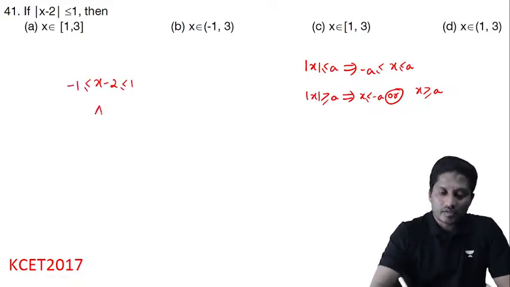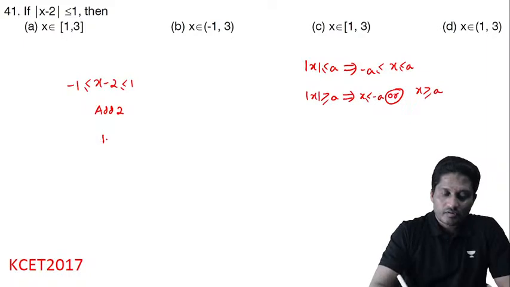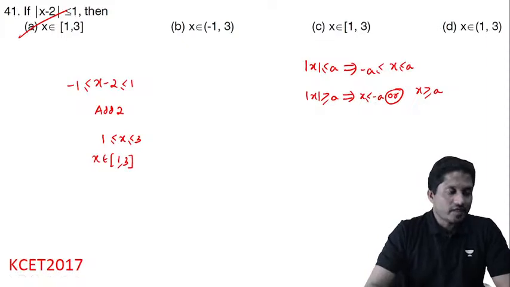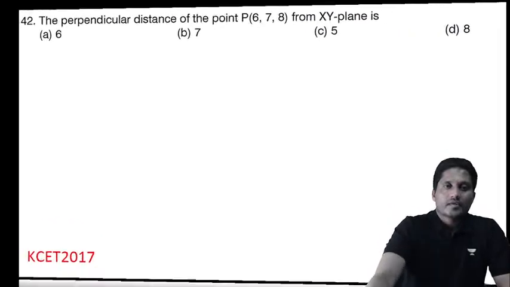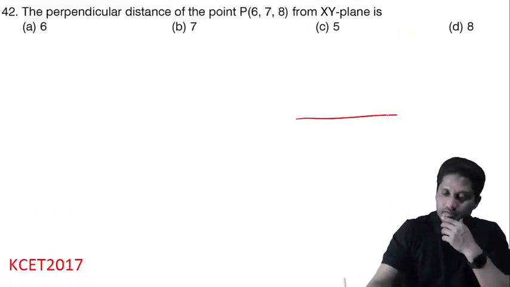And add 2 throughout. So if I add 2, you will get 1 less than or equal to x, since minus 1 and plus 1 cancel. You get 1 is less than or equal to x less than or equal to 3. So x belongs to the closed interval 1 comma 3. That's the answer, guys. Answer is option A. Right? Let's move to the next question. The perpendicular distance of the point from the xy plane.